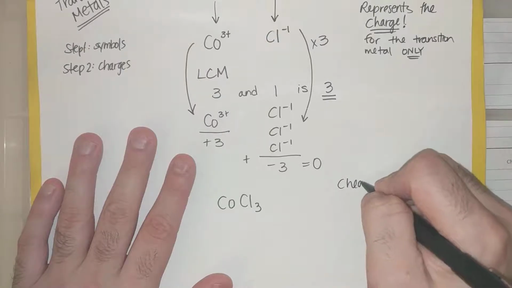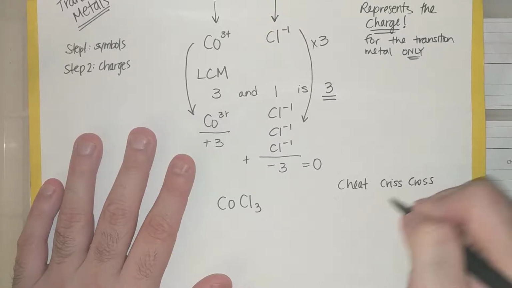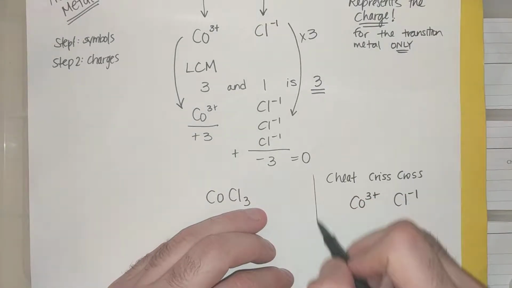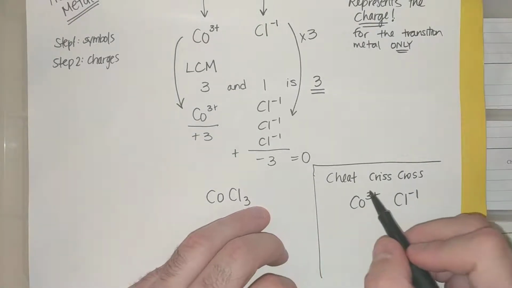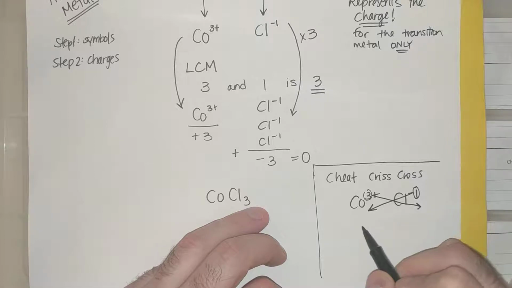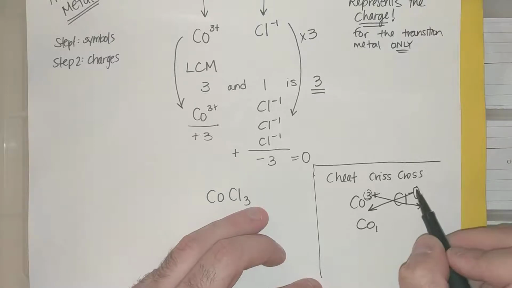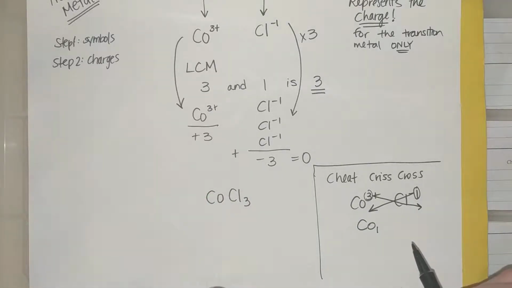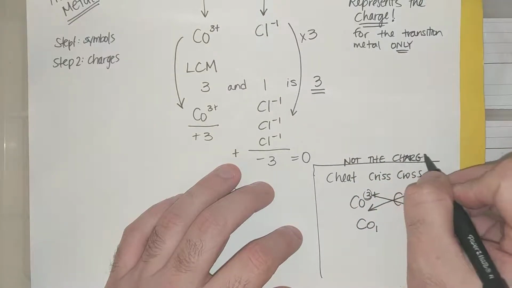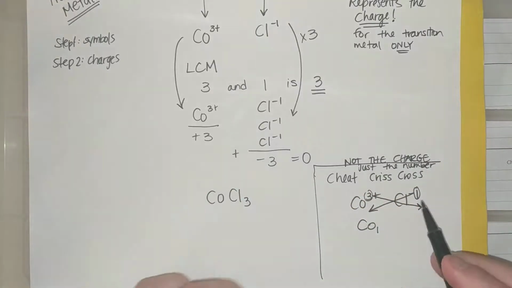Now, as the cheat code, or the cheat with the crisscross method, you could do Co3+ and Cl-1. If I do the crisscross method over here, you're going to arrive at the same answer. I'm going to take the 3 and crisscross it down. I'm going to take the 1 and crisscross it down. So I'll get Co1, right? Remember, I do not write the charge. I'm not writing positive and negative. I'm just putting the number, not the charge, just the number, kind of like a counting number. You don't count with negatives, right?